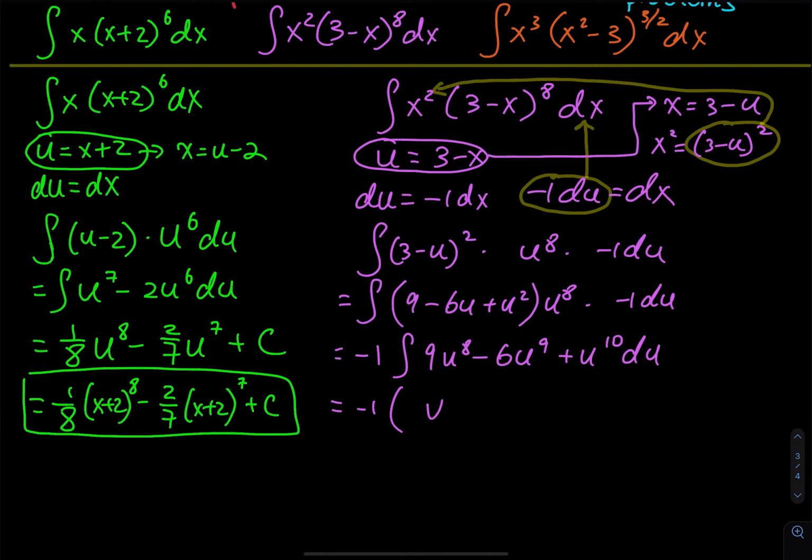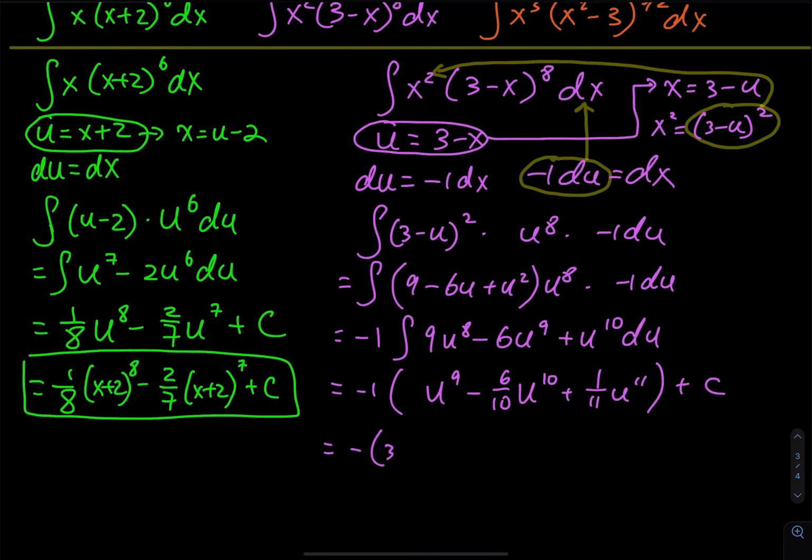So this is a u to the 9. And then this is a u to the 10. You have a 6 over 10. And then this is a u to the 11, 1 over 11. And then you have the whole thing plus c, right? So distribute the negative 1 and then put the x back. So you have negative 3 minus x to the 9th power plus 6 over 10. So that will be a 4 over 5, right?